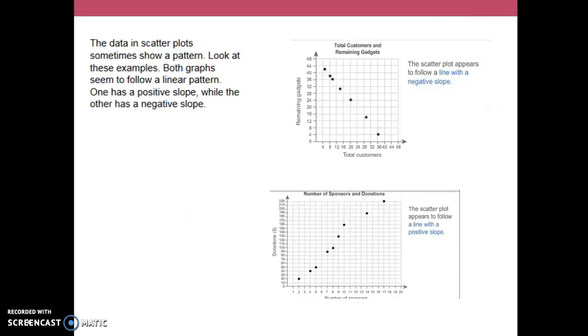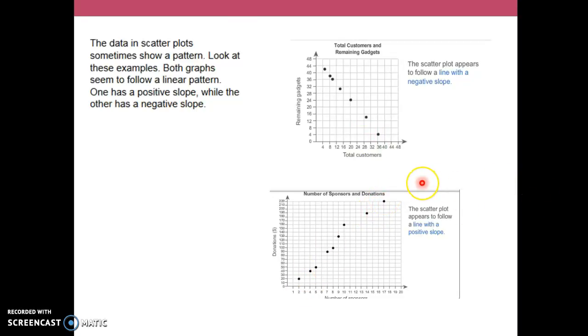So as you can see here, the data in scatter plots sometimes will show us a pattern. And we can look at examples and determine whether they're positive or negative, or there's no pattern at all. And you can see both of these, one is negative, one is positive. And you can see it tells you right there which one's which. This is the negative one, and right here this is the positive one.